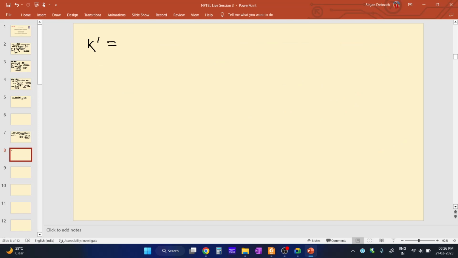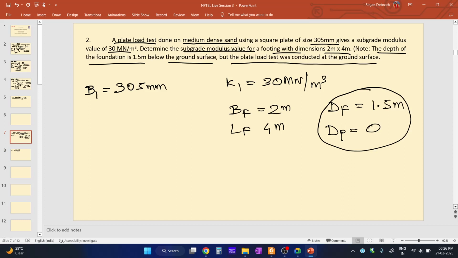So k dash is equal to k1 times (b1 plus b) by 2b. So this one is the equation.